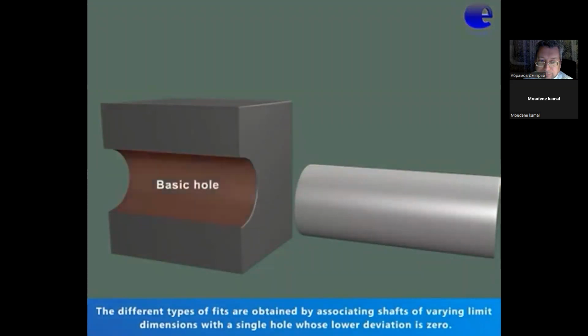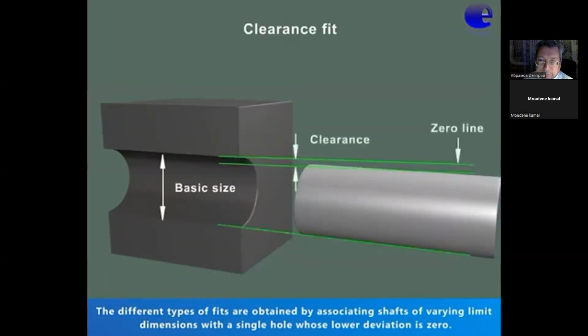Consider a basic hole. Clearance shaft. Clearance fit. Basic size. Clearance, 0 line. Tolerance zone of hole. Tolerance zone of shaft.